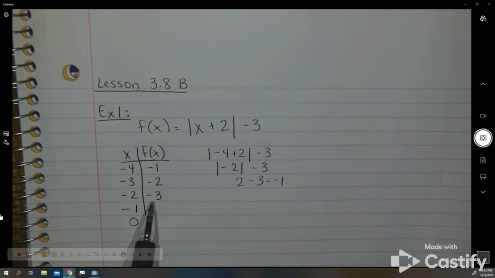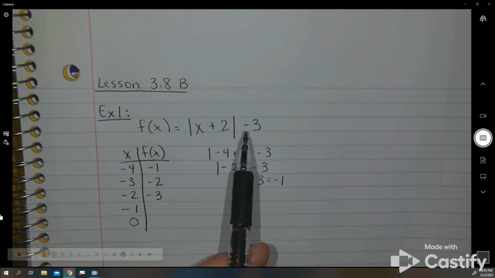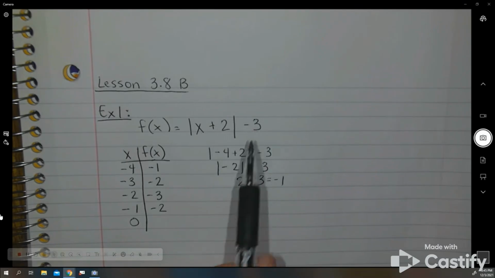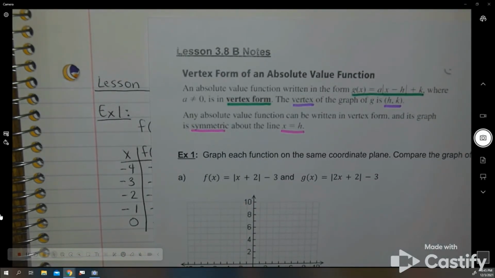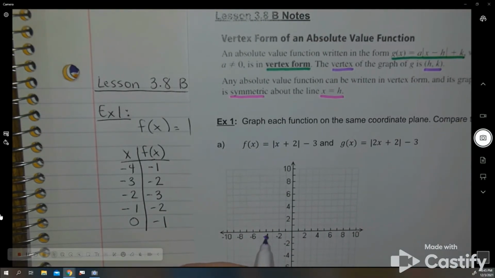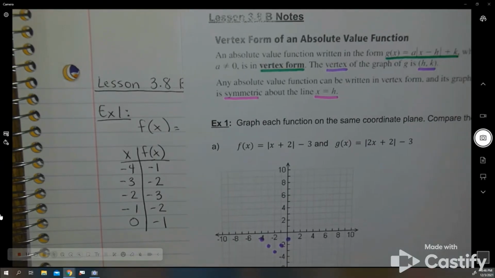Now, since we know that this is the vertex, and we know that it's symmetrical at x equals -2, we know that these numbers are going to start over. But let's just double check. -1 plus 2 is 1. The absolute value of 1 is 1. 1 minus 3 is -2. 0 plus 2 is 2. The absolute value of 2 is 2. 2 minus 3 is -1. So we'll use this purple. I know I've got the points (-4, -1), (-3, -2), (-2, -3), (-1, -2), and (0, -1).